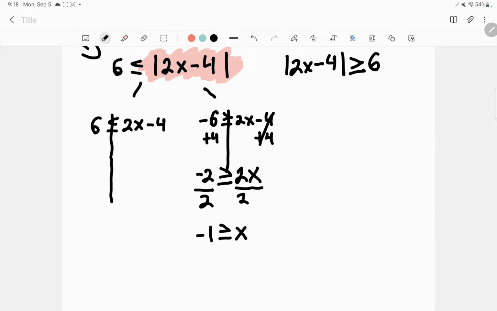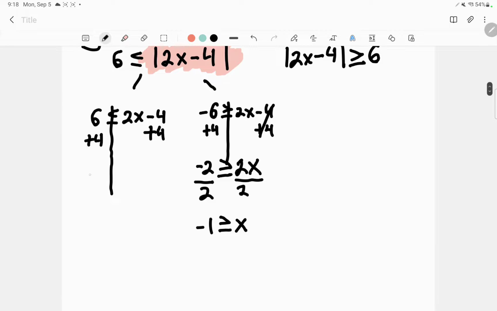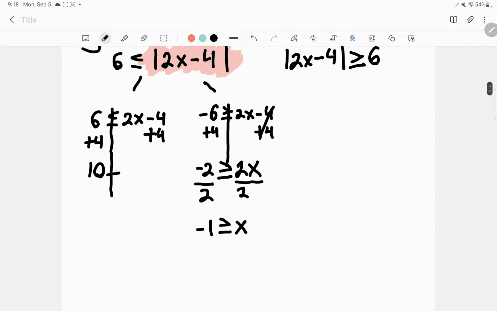x. And I'm going to show you how you actually read them later. So right now, just keep it like that. Now the other side, we're going to do exactly the same thing. Plus 4, plus 4. Because both of the signs are the same, I'm going to add them. And because both of them are positive, it's going to be a positive 10. Then I'm going to put my inequality.